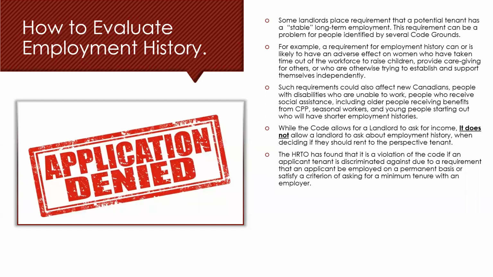So some landlords place a requirement that potential tenants have stable long-term employment. This requirement could be for people identified by several code grounds. It could be contrary to their rights. For example, a requirement for employment history can or is likely to have an adverse effect on women who've taken time out of the workforce to raise children, or for caregiving of others, who are otherwise trying to establish and support themselves independently now. It could also affect new Canadians, people with disabilities, people who are unable to work, people who receive social assistance. This includes older people who are receiving benefits from CPP or OAS, seasonal workers, and young people starting out, who all tend to have either shorter employment histories or no employment history.